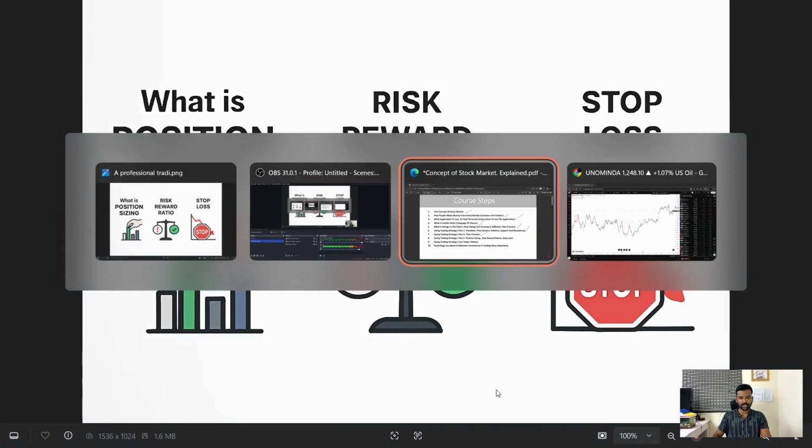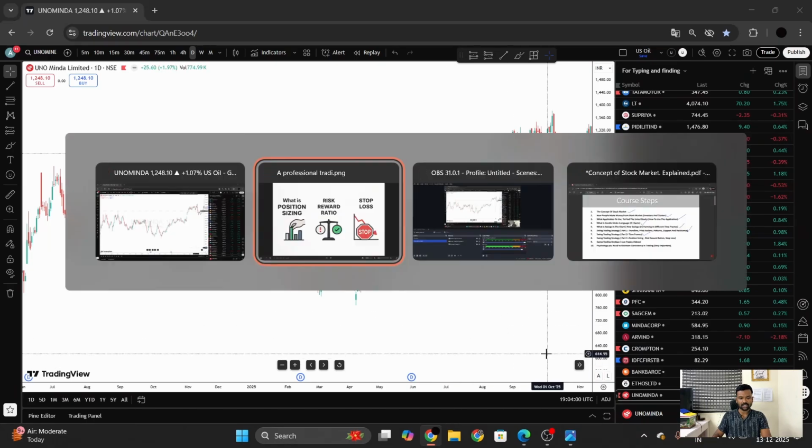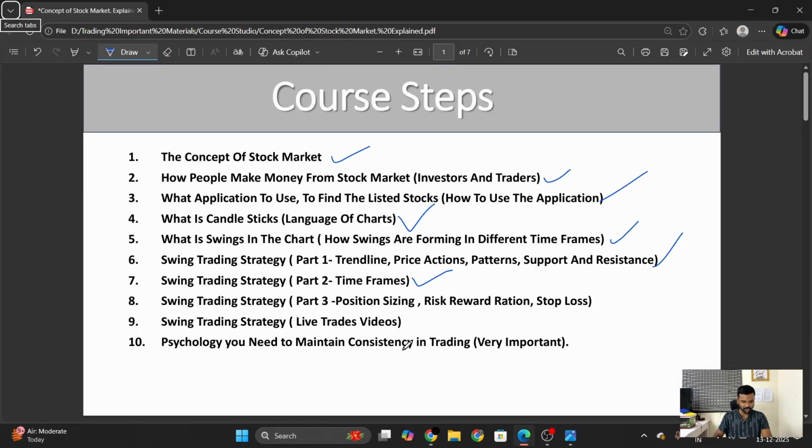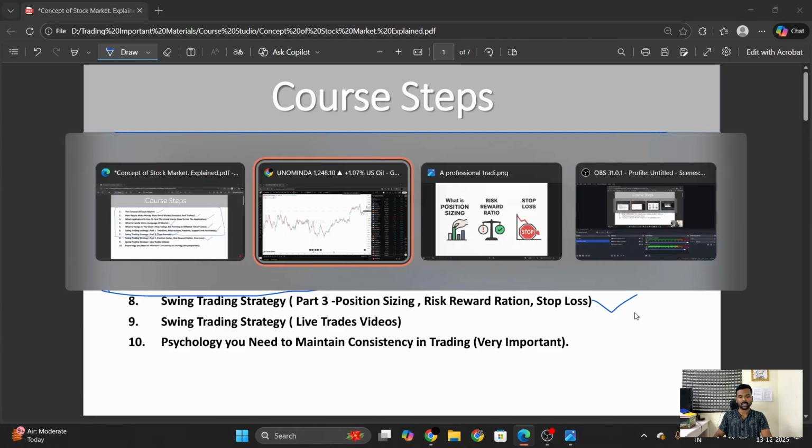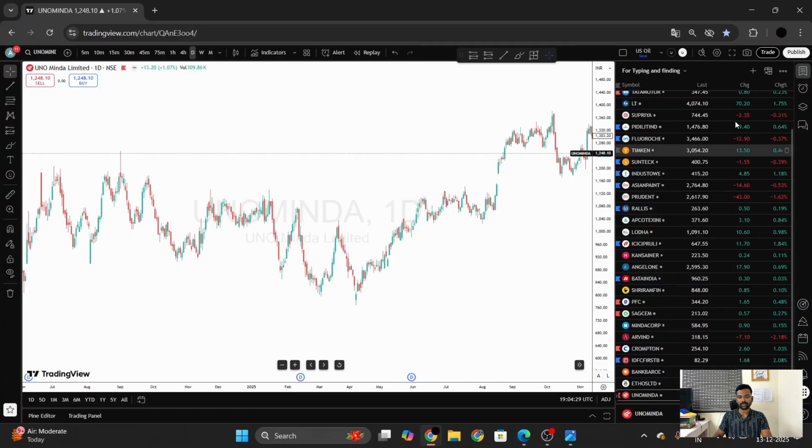Now I'm going to explain in this chart. But before that I'll explain this. Right now we are here, at position sizing. We have completed all these videos up to this place. Up to 7 videos I have explained everything, from the basics of the stock market to the time frame. Right now we are looking at position sizing, risk reward ratio and stop loss, which is very important. So I will go to the chart.